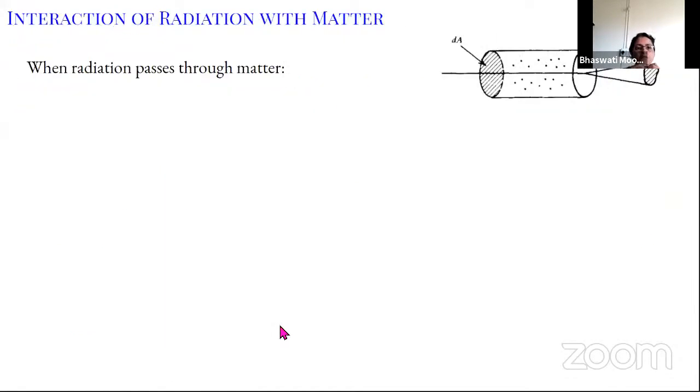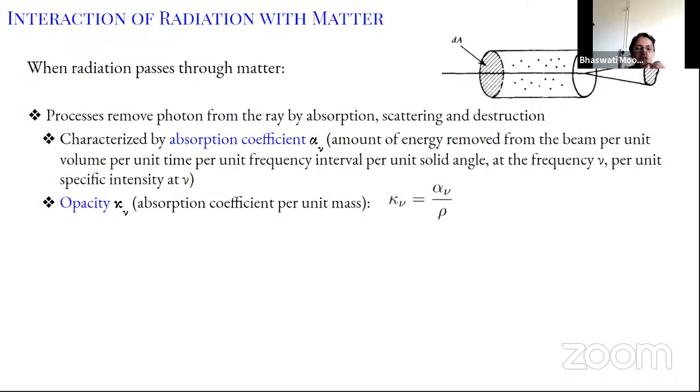Next, we consider what happens to the radiation from astrophysical objects on its way. It obviously interacts with matter; there would be other material in between. If you are observing a star, then there could be a gas cloud on its way. How the radiation from the star gets modified is what we want to know. When radiation passes through matter, the first thing that comes to mind is that some of the photons will get absorbed, some will get scattered away from our line of sight so that we no longer receive them, and some may be destroyed.